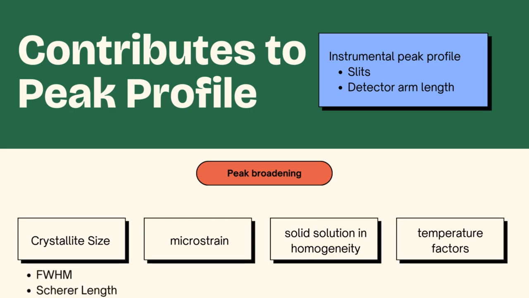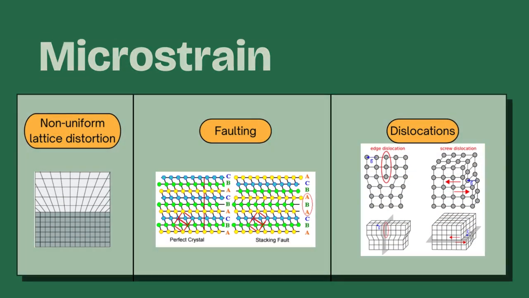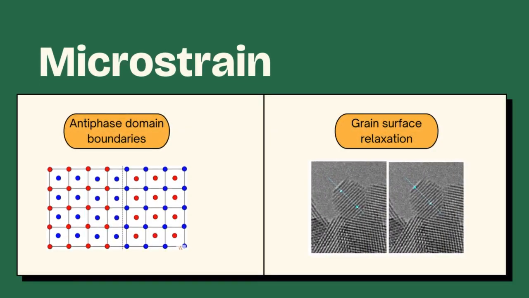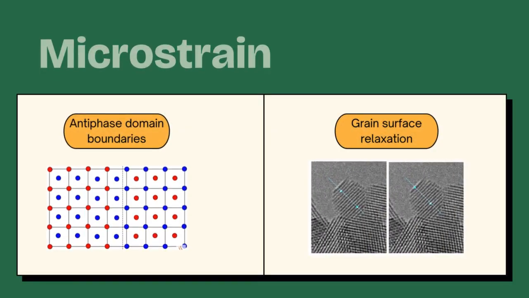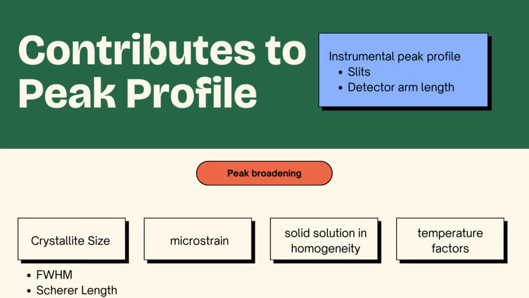Peak broadening is also due to microstrain, including non-uniform strains, faulting, dislocations, antiphase domain boundaries, and grain surface relaxation. Additionally, solid solution inhomogeneity and temperature variations contribute to peak broadening.